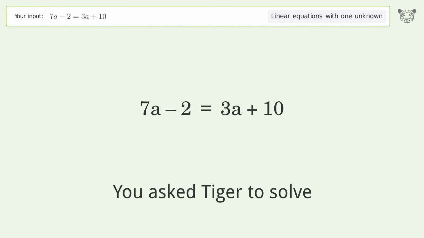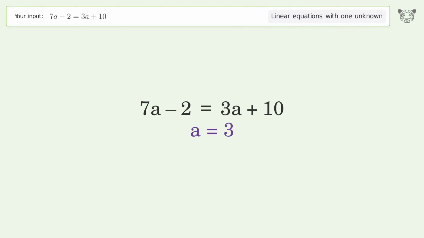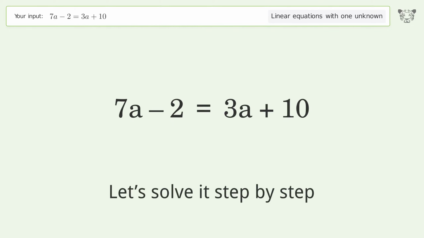You ask Tiger to solve this. This deals with linear equations with one unknown. The final result is a equals 3. Let's solve it step by step.